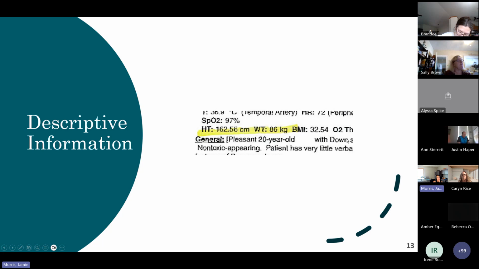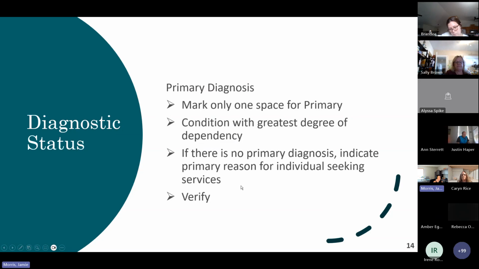We also know here that Down syndrome is mentioned, but we will get to that in a moment. All right, so now we're moving on to section B, which is the primary diagnosis for the individual. On this very first column, number 1, it says right next to the primary diagnosis that you may choose only one. We are looking to the diagnosis with the greatest degree of dependency. So what their greatest degree of dependency is.